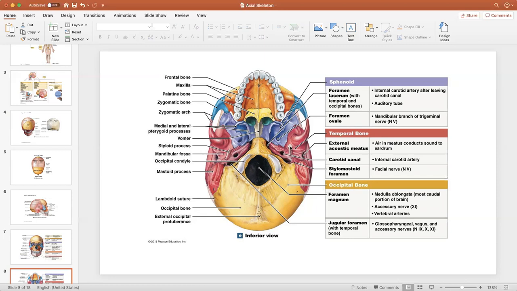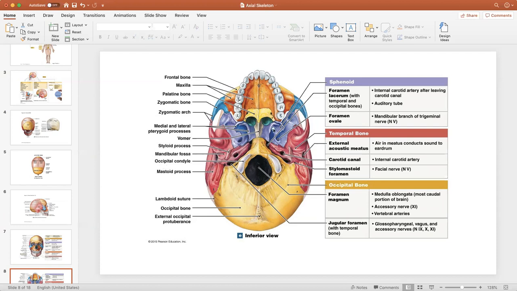Okay, this is a styloid process here. Okay, stylomastoid, it's the mastoid process. Stylomastoid foramen. So it's between the styloid and the mastoid process. And it's a hole. And that's where the cranial nerve 5 comes out.